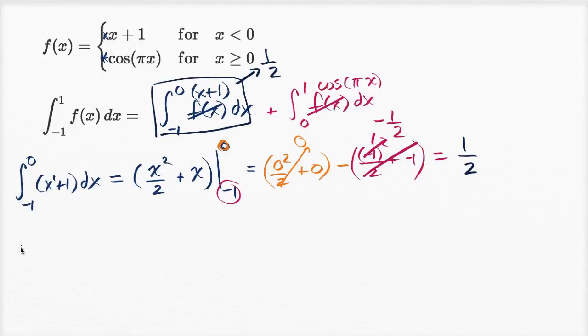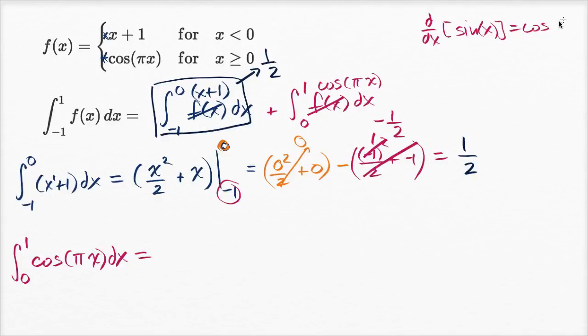And now let's evaluate the integral from 0 to 1 of cosine of pi x dx. What is this equal to? Now, if we were just trying to find the antiderivative of cosine of x, it's pretty straightforward. We know that the derivative with respect to x of sine of x is equal to cosine of x. But that's not what we have here. We have cosine of pi x.